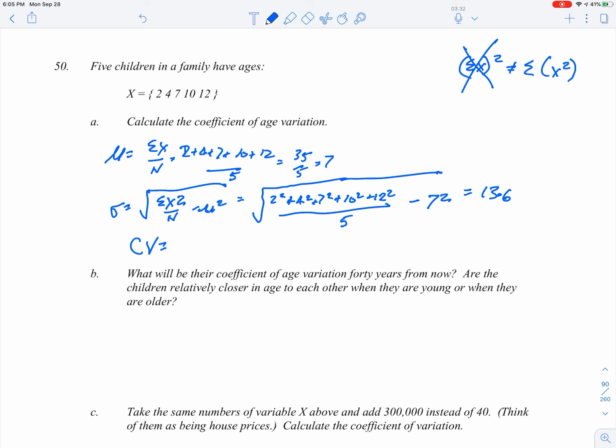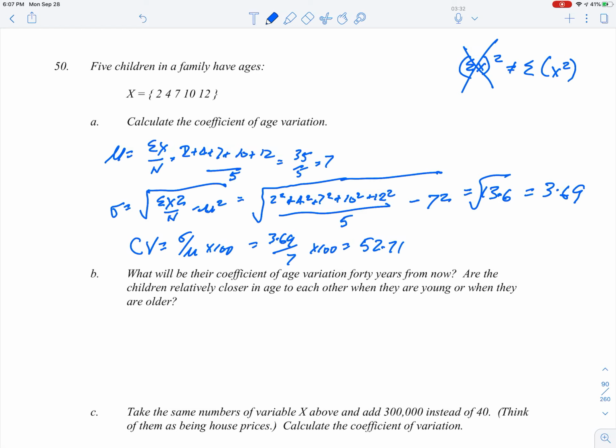Okay, anyways, the coefficient of variation is going to be equal to sigma over mu times 100, which is going to be 13.6 over 7 times 100 is equal to, oh, I need to back up here. Sorry, folks. This actually is the variance. The standard deviation comes to 3.69. So the variance is 13.6, and then we take the square root is 3.69. So I just need to change this a little bit here. All right, so we got 3.69 divided by 7 times 100, and that comes to 52.71.